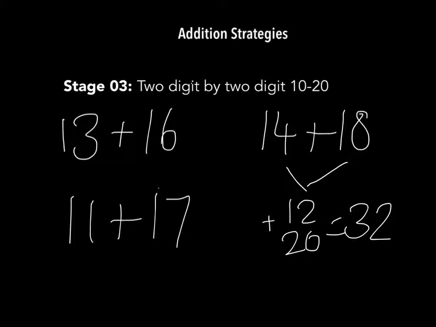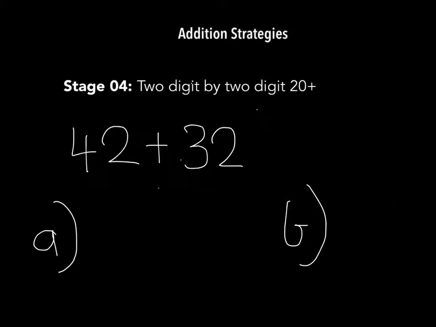So if you're working on stage 3, we're doing 2-digit by 2-digit addition, particularly looking at numbers between 10 and 20, and being able to break the numbers apart, add them in your head, hold that number there for a second, then add the remaining parts. So another example would be 13 plus 16, we would do the 3 and the 6 makes 9, plus 10, 20 equals 29.